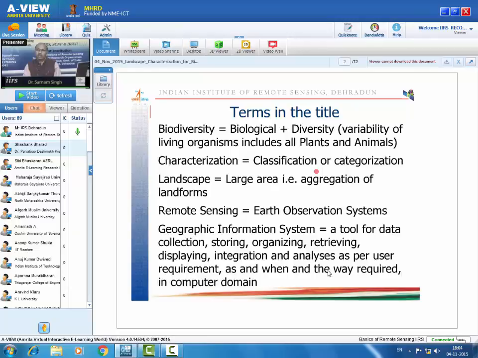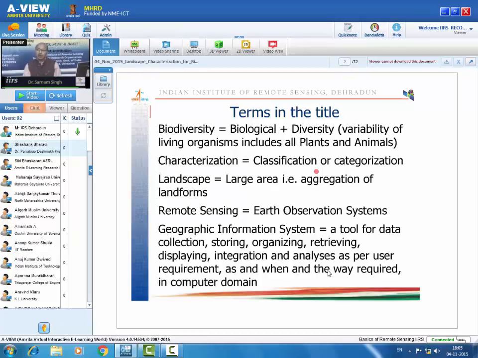The third term is landscape. Landscape here means a large area. Now, how large? If you say a small campus, it's not large. We need to cover an area which has different kinds of ecosystems. That is one criterion. The second is that all these ecosystems should be independently able to function.